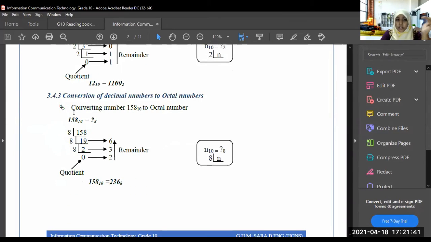Again, I am coming to the conversion of decimal numbers to octal numbers. Converting the decimal number 158 base 10 to octal. Why am I writing this? To make it easy, guys. If you write it like this, it is easy for you. If not, you always have to read this one. In your past papers, they have given questions like this.